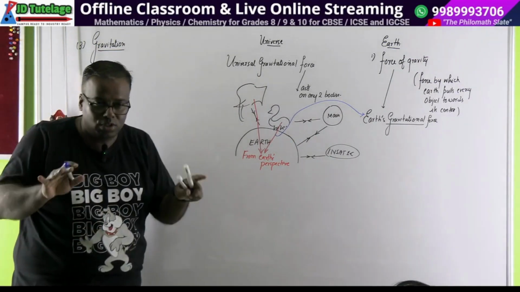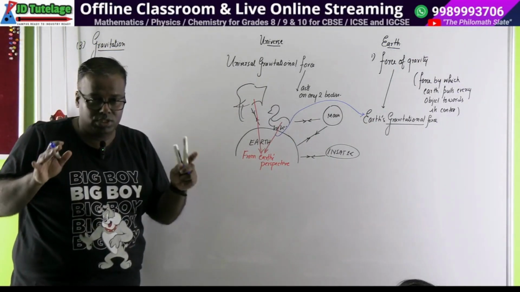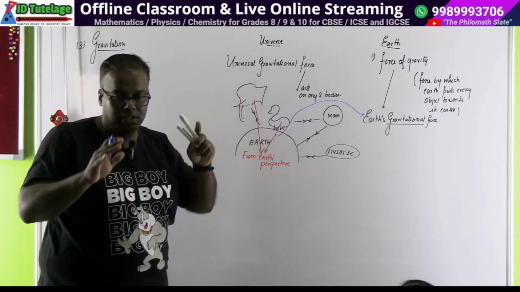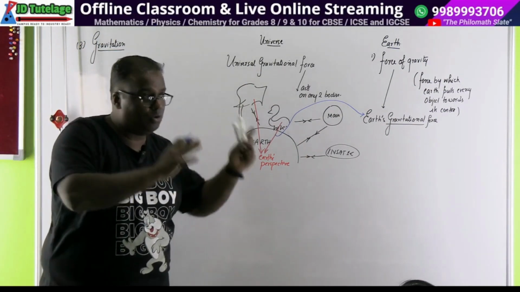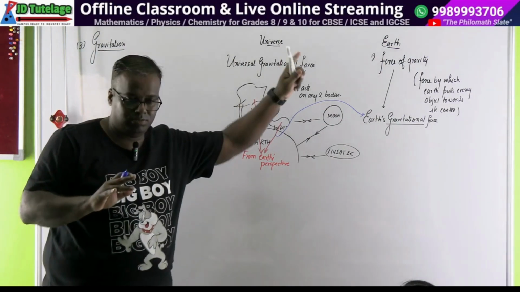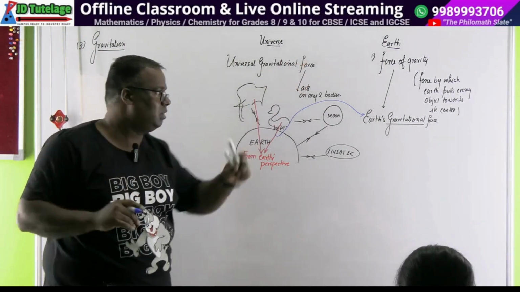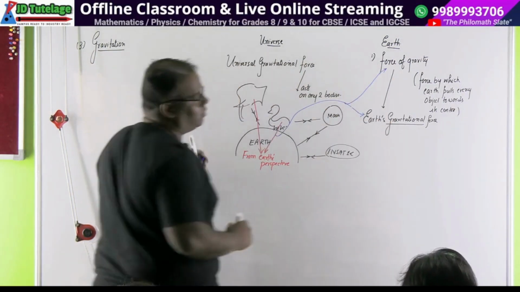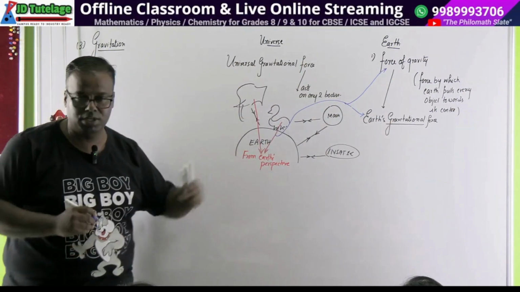Similarly, on the Moon also there is gravitational force. Otherwise, Neil Armstrong could not have been standing on the Moon. He would have got lifted. Maybe the gravitational force of the Moon may be weak or strong, that's a different part. But they also have a gravitational force. Every body will have. And you can also call it the force of gravity, because you're thinking from Earth's perspective.